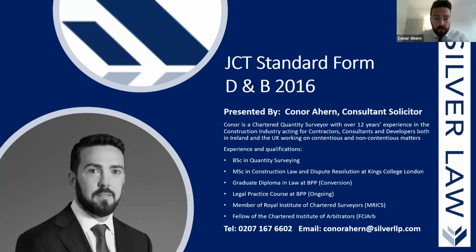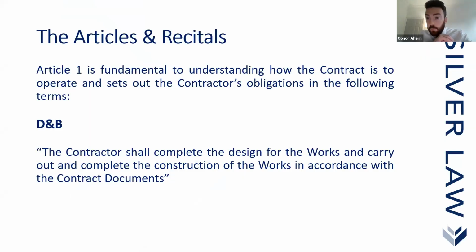Okay, great. So we get started. Obviously, as with any JCT contract, the starting position is always the articles and recitals. This basically sets the scene in relation to the key elements that are being agreed between the contracting parties. Now, in Design and Build 2016 contracts, Article 1 is fundamental to understanding how the contract is to operate and sets out the contractor's obligations in the following terms. So the D&B wording is that the contractor shall complete the design for the works and carry out and complete the construction of the works in accordance with the contract documents.